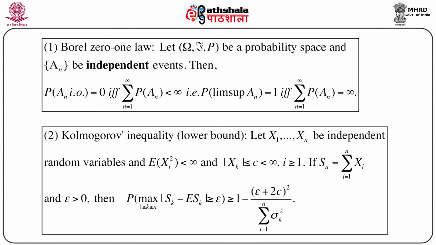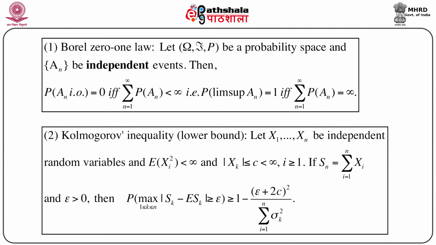So, two other results. One is the already known Borel zero-one law, which says: let (Omega, F, P) be a probability space and A_n be a sequence of independent events. Then probability that A_n occurs infinitely often, that is lim sup of A_n, equals 0 if and only if summation n equals 1 to infinity probability of A_n is less than infinity, or this probability of lim sup A_n equals 1 if and only if summation probability of A_n equals infinity.